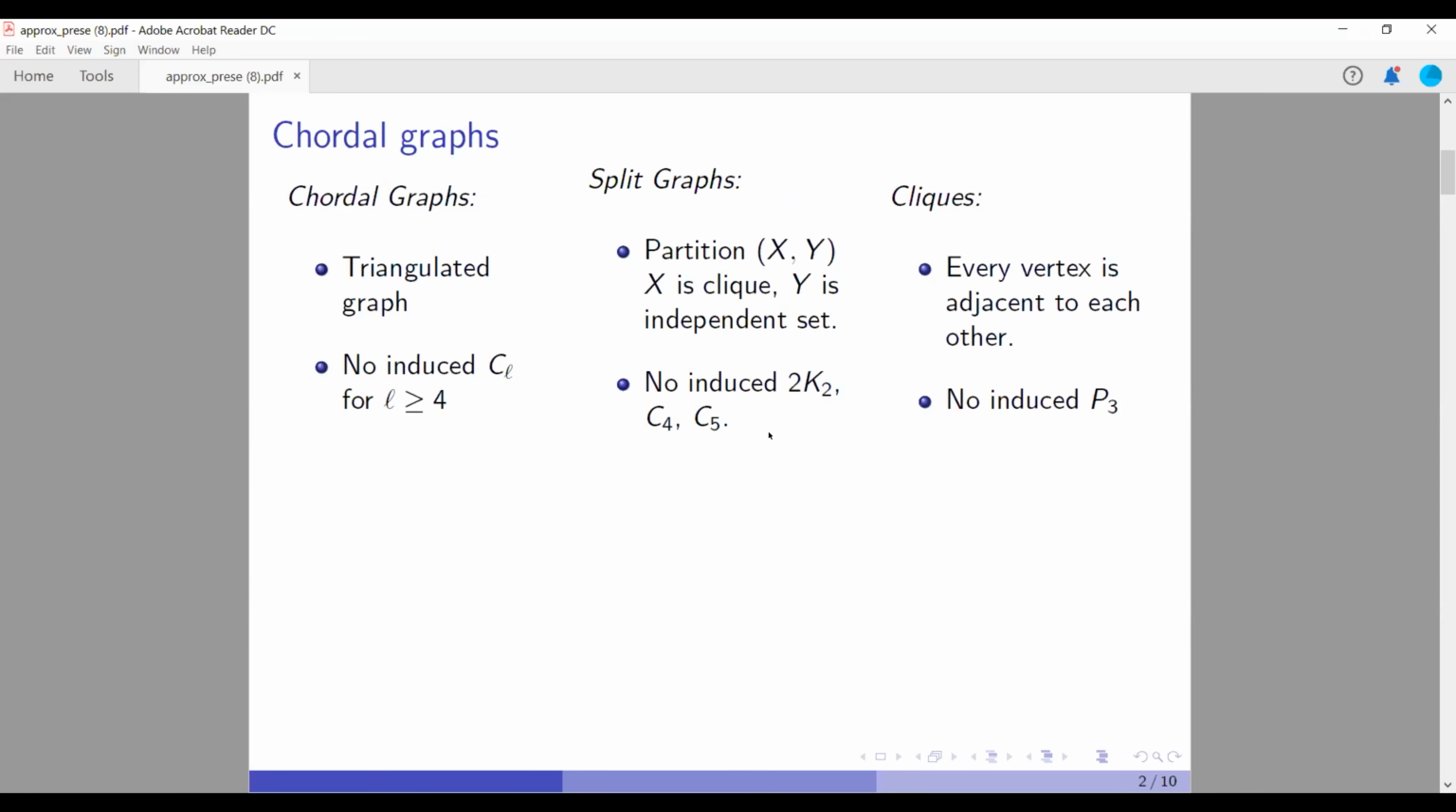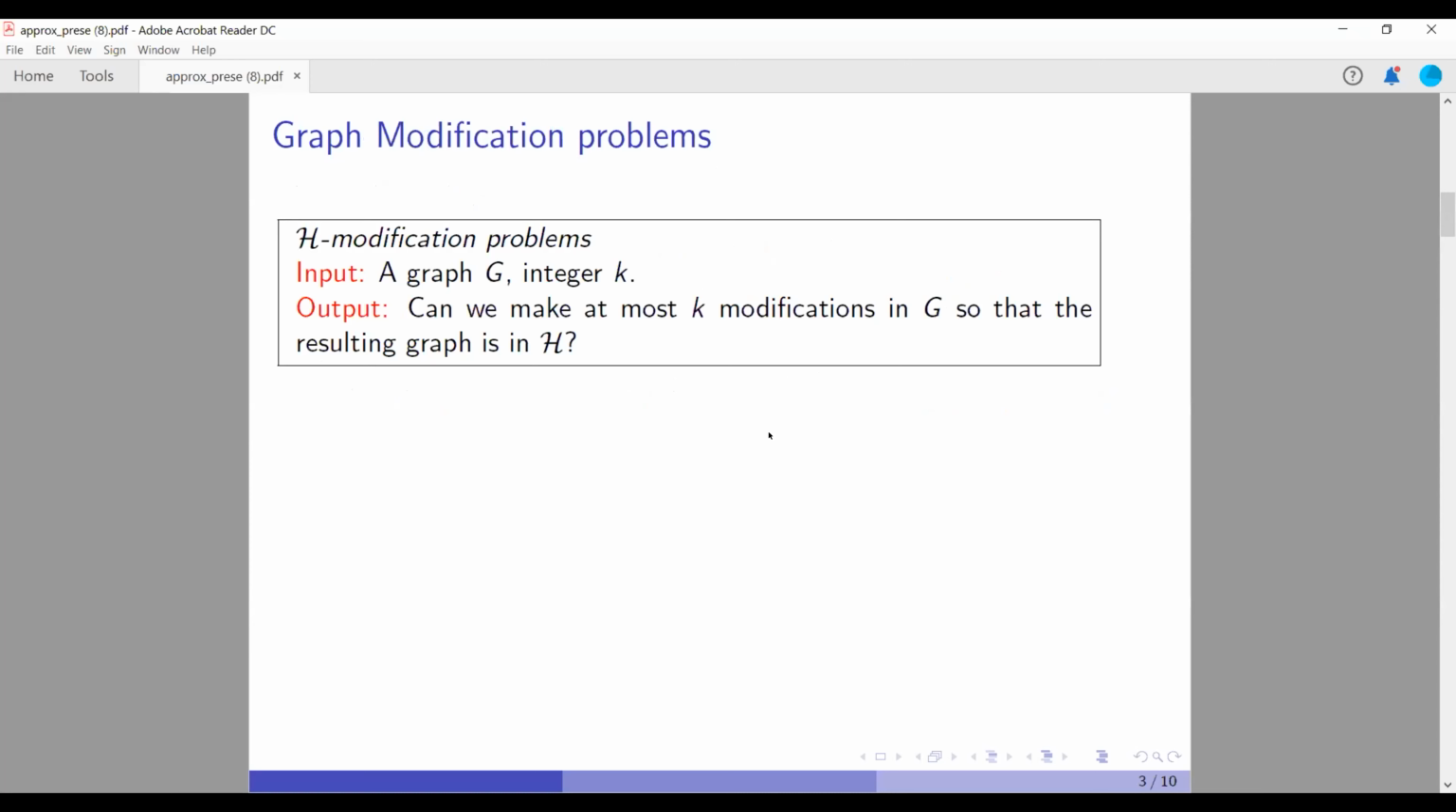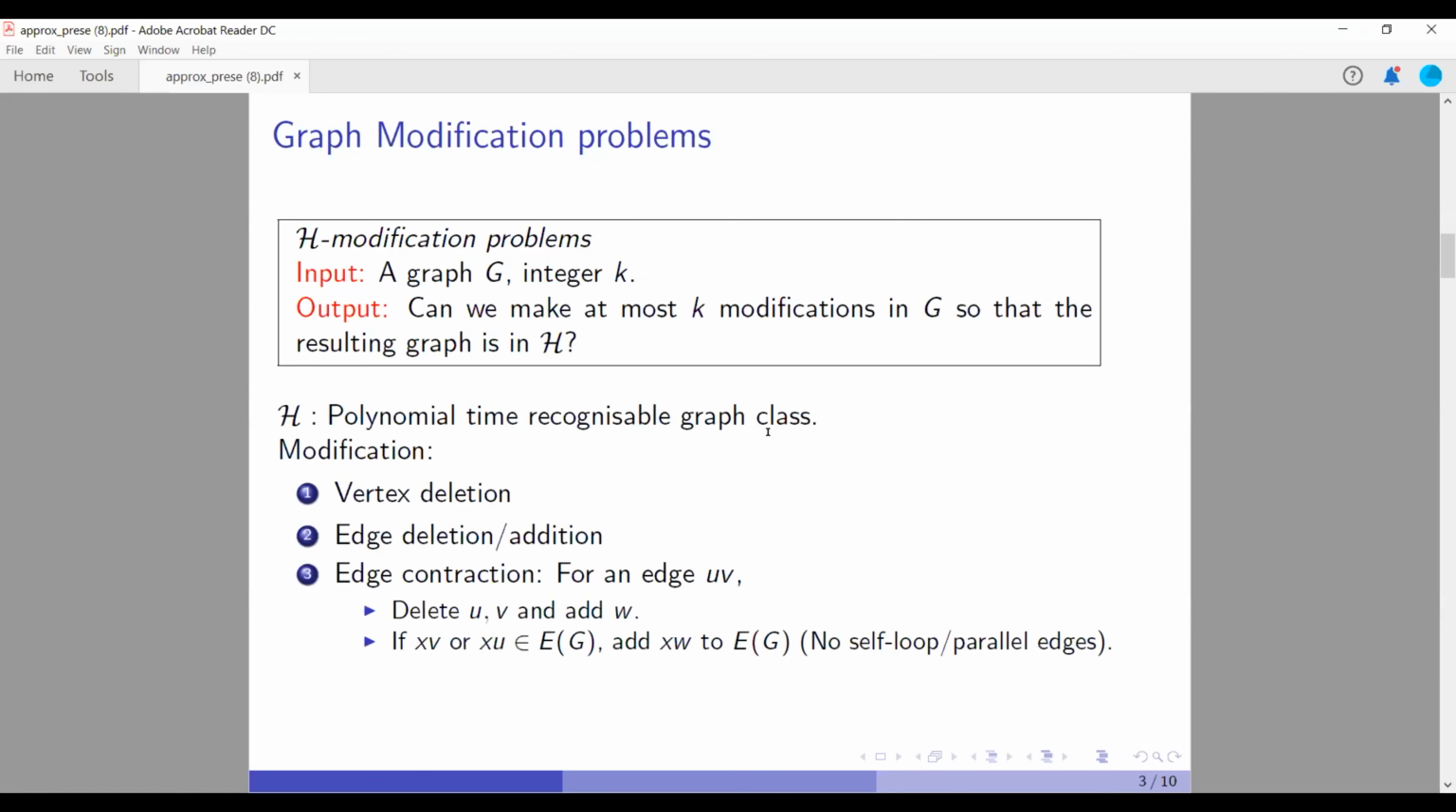We were looking at graph modification problems. In a graph modification problem, the input is a graph G and an integer k. We ask if we can make k modifications to G such that the resulting graph is in H, where H is a polynomial time recognizable graph class. In our paper, the resultant graph classes are chordal graphs, split graphs, and cliques. The modification operations include vertex deletion, edge deletion, edge addition, and another operation, edge contraction.